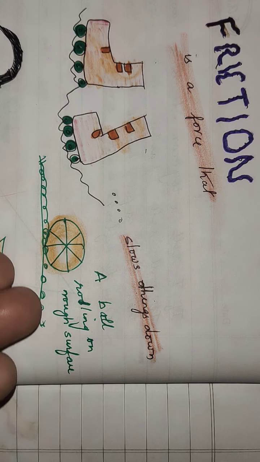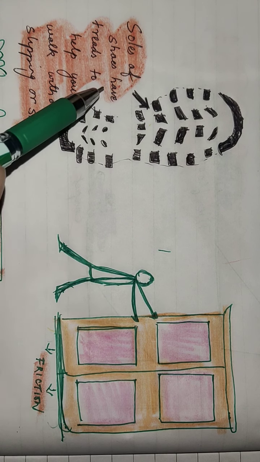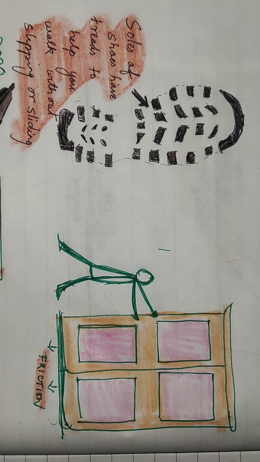A ball rolling on a rough surface. When you roll a ball on stones or anywhere, the ball will take a very long time to come to you. The soles of your shoes have threads to help you walk without slipping or sliding.